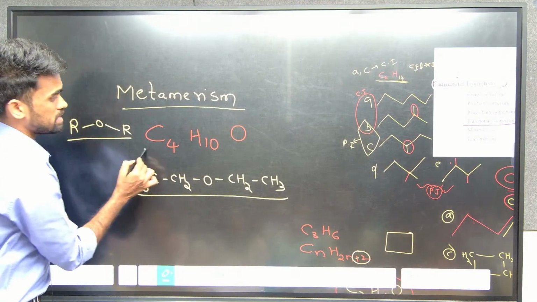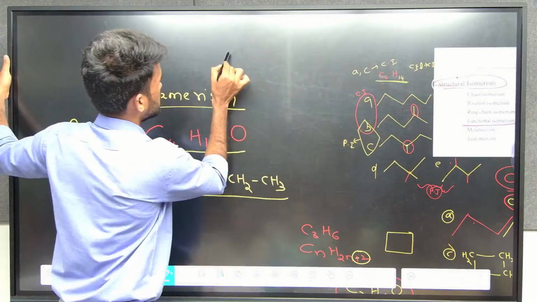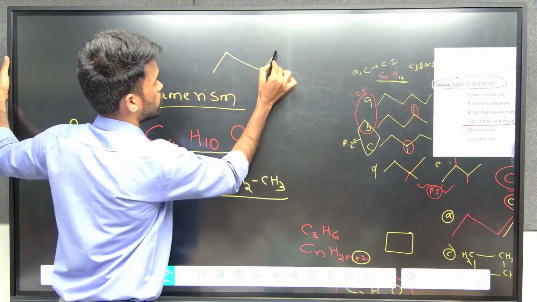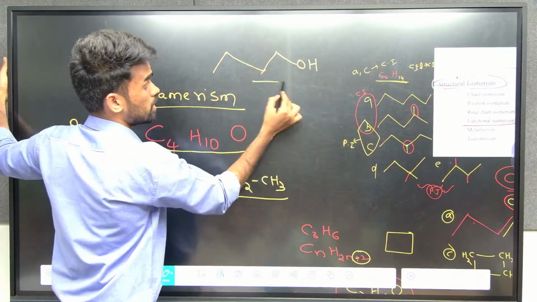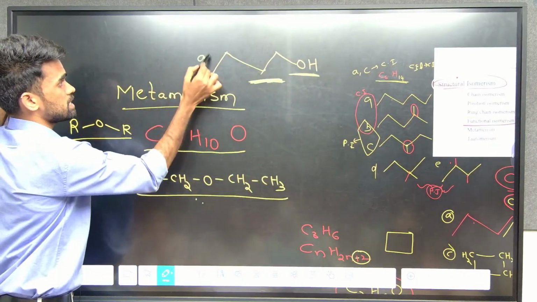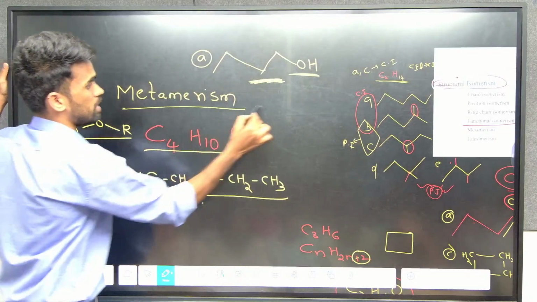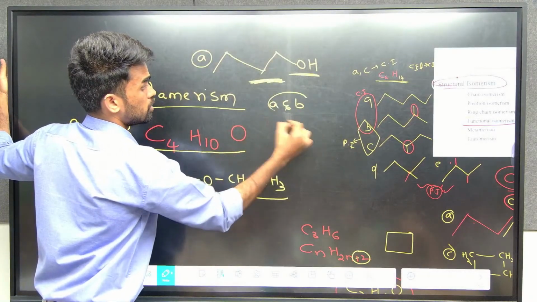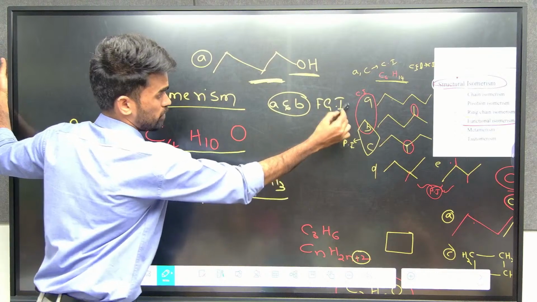So if it is like this, what should you call it? Ethers. Okay, with the same chemical formula, I am writing CH3, CH2, CH2, CH2, OH. This is what? Alcohol. This is ether. So if I say this is A, this is B, between A and B, what is the relation? Functional group isomers. Perfect, now up to here.